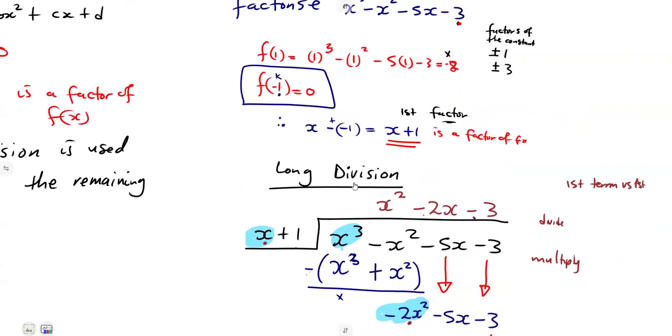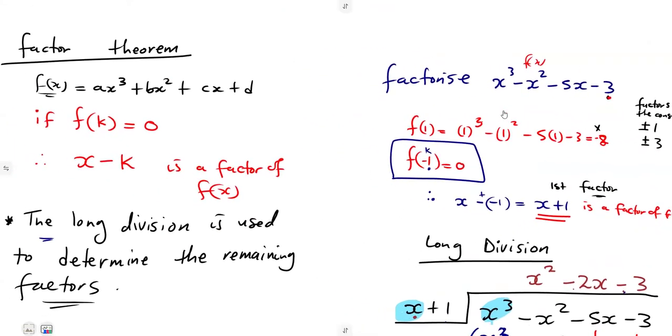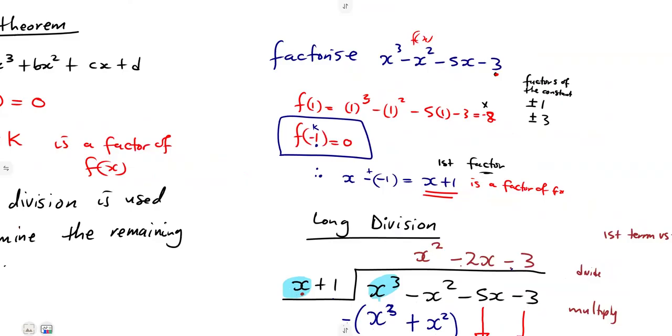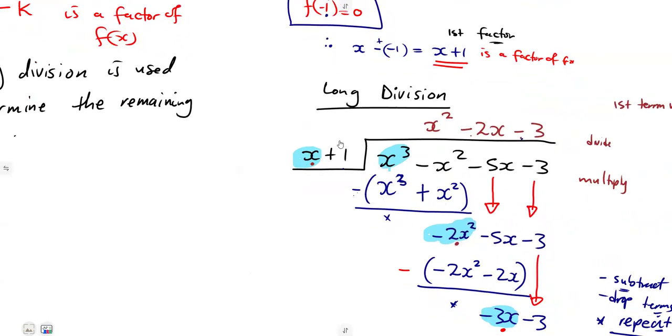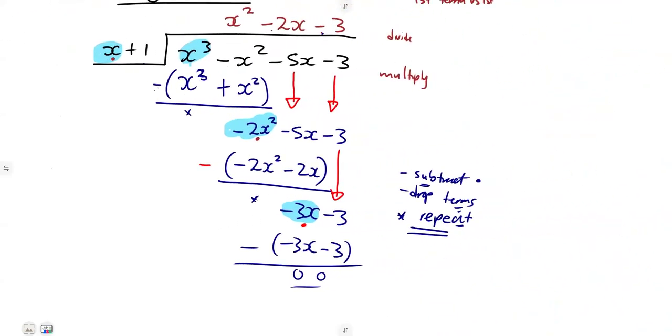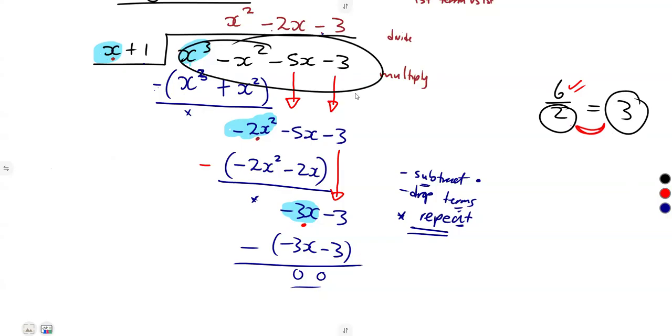So remember, with the application here, we are to factorize. We factorized and obtained the first factor, x plus 1. And I said that long division is therefore used to determine the remaining factors. Which are these factors that we are talking about? It follows that it is just like this, guys. It's just like 6 over 2 is equal to 3. 2 is a factor, 3 is a factor of 6. So the product of these factors gives us a 6. 2 times 3.